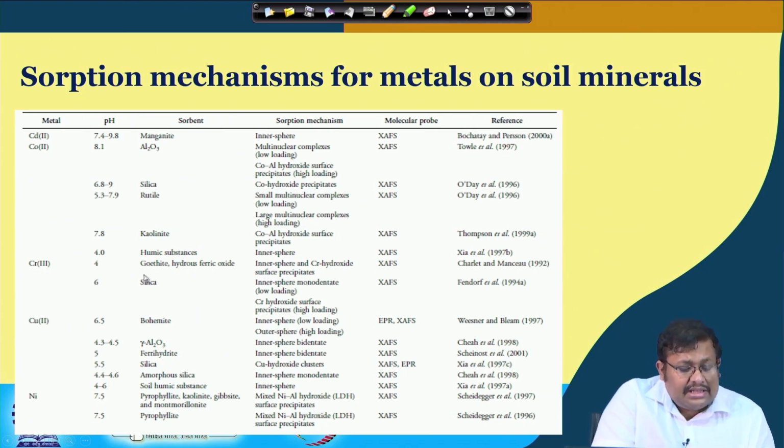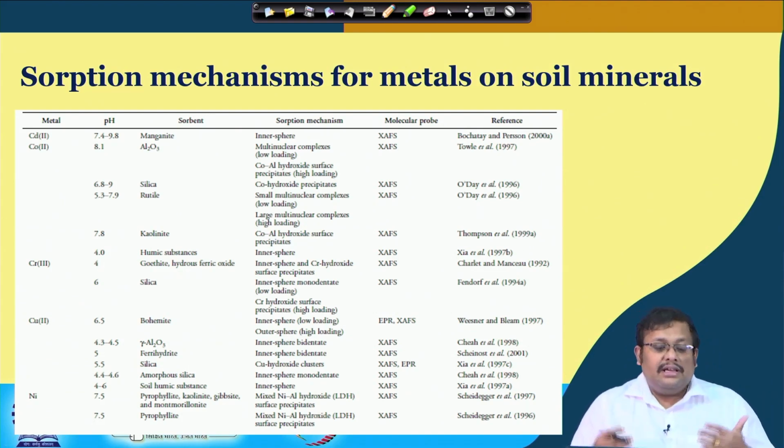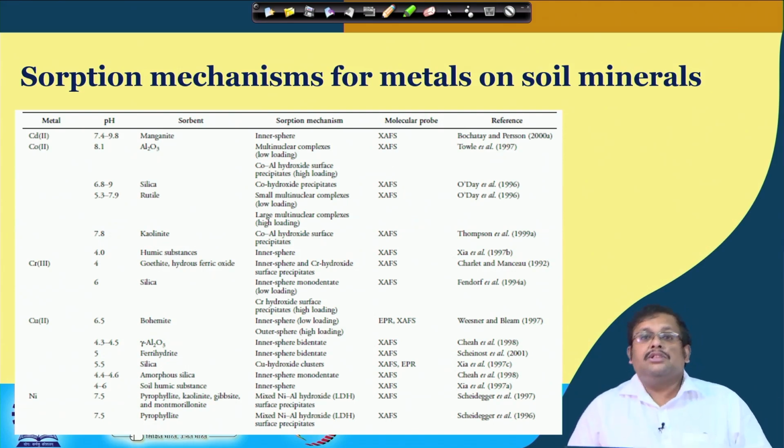This chromium, when the adsorbent is goethite, hydroxyl ferric oxide, it produces inner sphere chromium hydroxide surface precipitate. In case of silica, it produces inner sphere monodentate. So, you can see depending on the sorbent and depending on the metal, it varies in its sorption mechanism. For each metal we can get multiple sorption mechanisms for multiple different sorbents, and the sorption mechanisms are given here, and these sorption mechanisms have been well established by the research of the soil scientists.